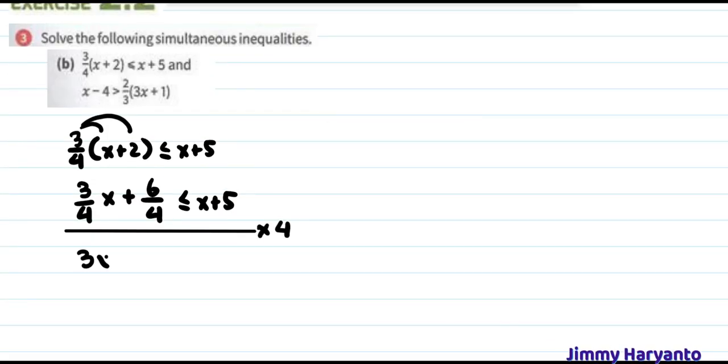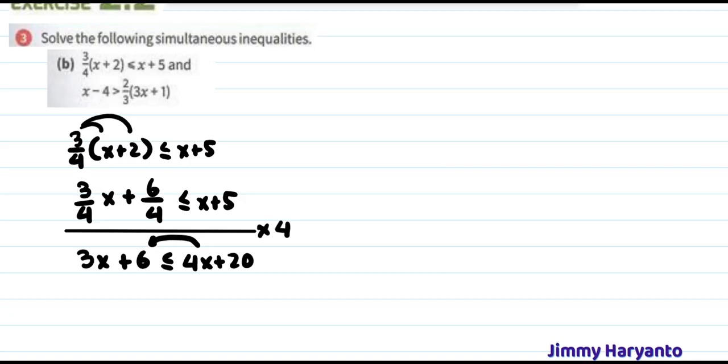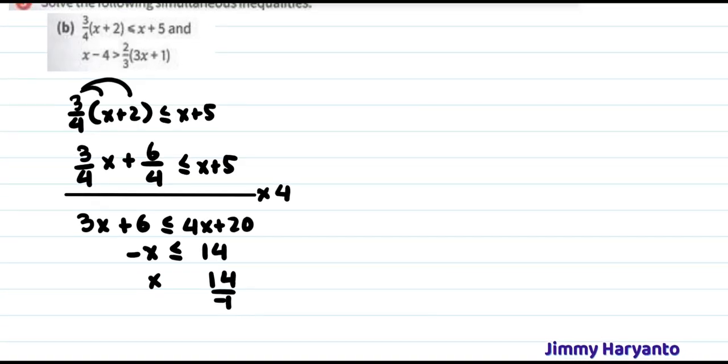You'll have 3x and then plus 6 and then less than or equal to 4x plus 20. And then I will move the 4x to become negative x less than or equal to 20 minus 6 is 14. 14 is right here. And then I will divide the 14 by negative 1. But we have to change the sign like this. So x is greater than or equal to negative 14.